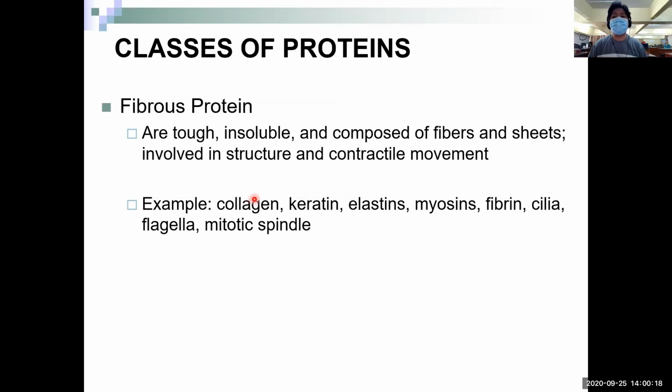Collagen, for example, is present in the cell membrane, as well as the cell wall of plants, while flagella are used by the sperm cell for them to move, or even by bacteria so they can also move, while the mitotic spindle is used to help in the process of mitosis and meiosis.